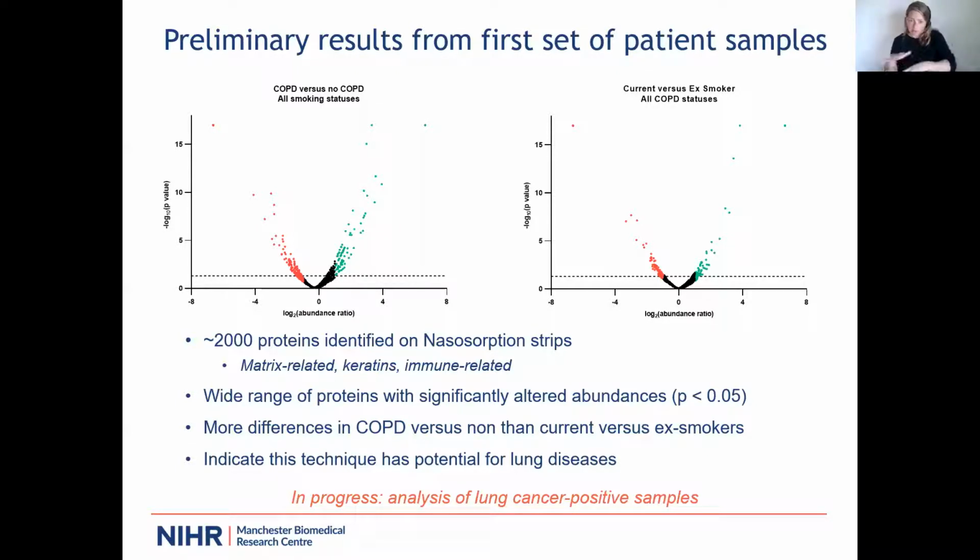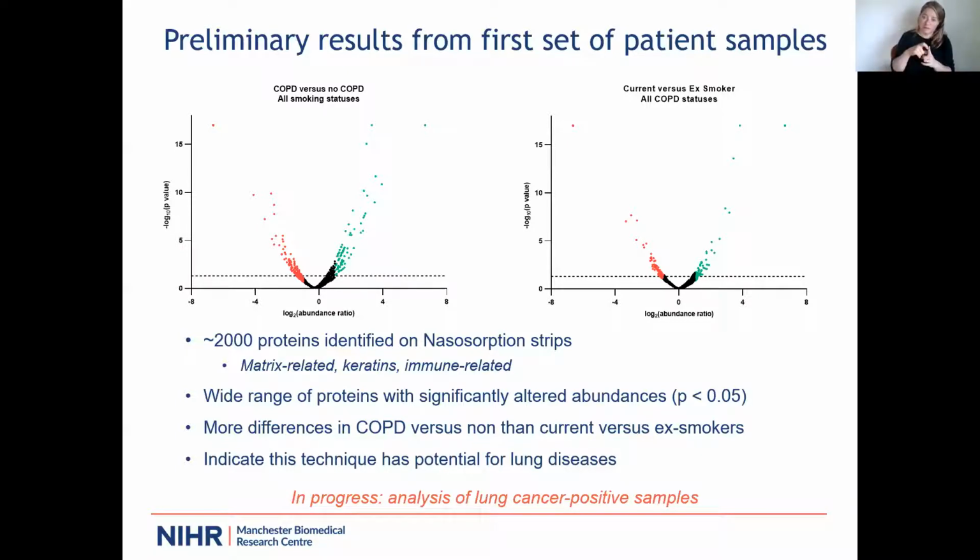We also saw a wide range of proteins that are different between patients with COPD and no COPD, as you can see in the volcano plot on the left, which is quite exciting. It means that we're seeing some differences in COPD in these nasal samples. We also saw some differences between current and ex-smokers, although less than in COPD versus none.